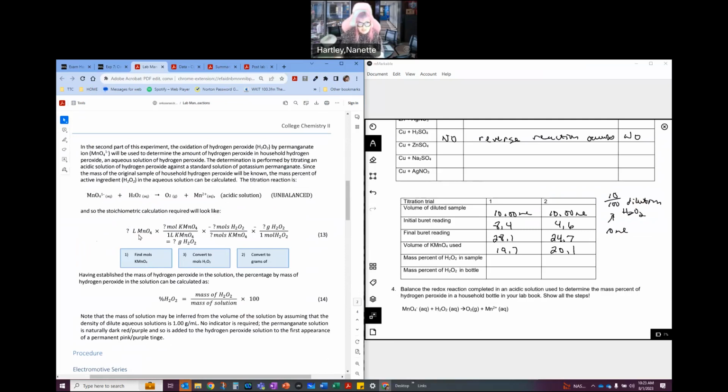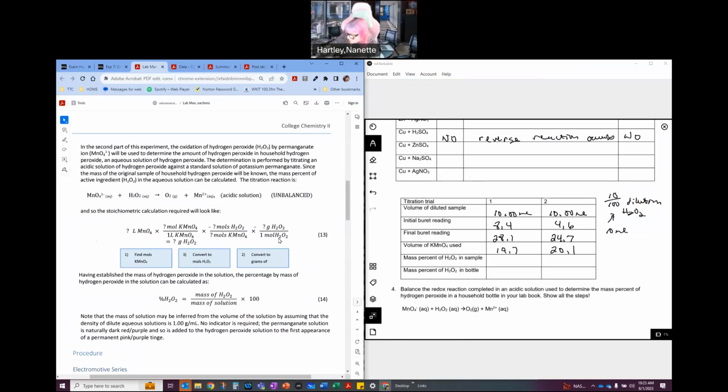So I'm going to need to take the volume of MnO4 minus that we used in liters, multiply it by the molarity of the KMnO4, then multiply by the molar ratio between the H2O2 and the KMnO4, and then multiply by the mass of H2O2 per mole of H2O2. So there are a couple of things I have to find there. One, I need to know what that balanced equation is. So the first thing I'm going to do is balance that equation.